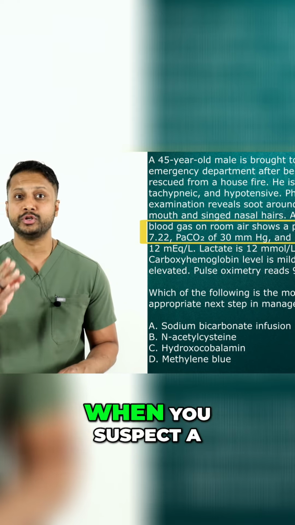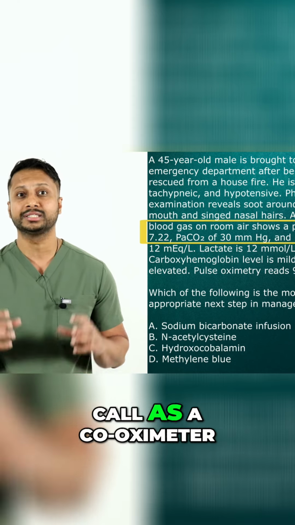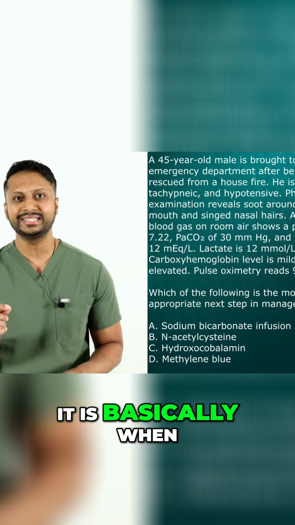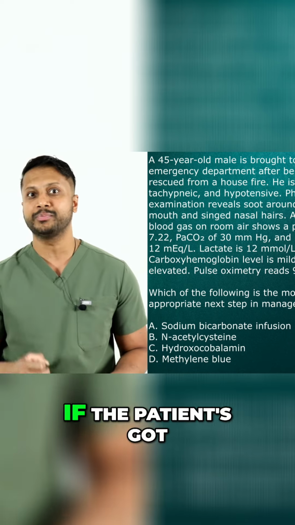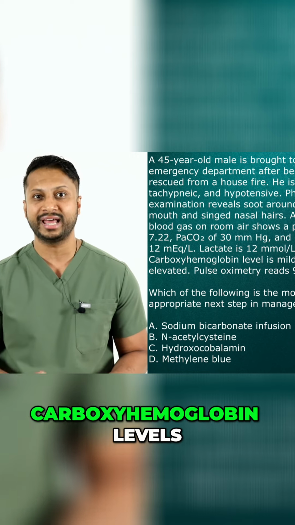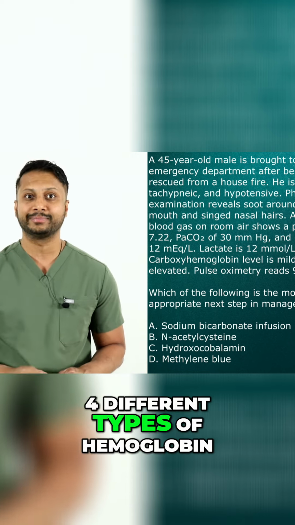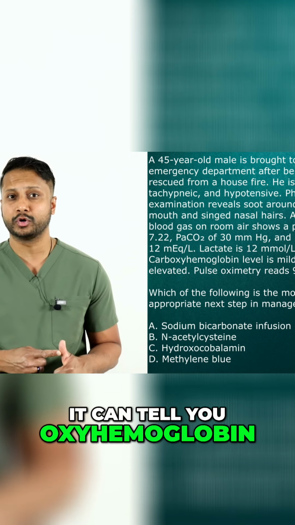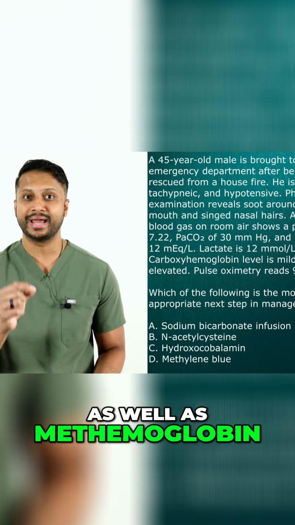Your next important step when you suspect a patient with carbon monoxide poisoning is in fact to do something we call a CO-oximeter. It is basically when you take the patient's blood and you put it on the CO-oximeter and it's going to tell you if the patient's got carboxyhemoglobin levels. What else can the CO-oximeter tell us? It can tell us 4 different types of hemoglobin. It can tell you oxyhemoglobin, deoxyhemoglobin, carboxyhemoglobin as well as methemoglobin.